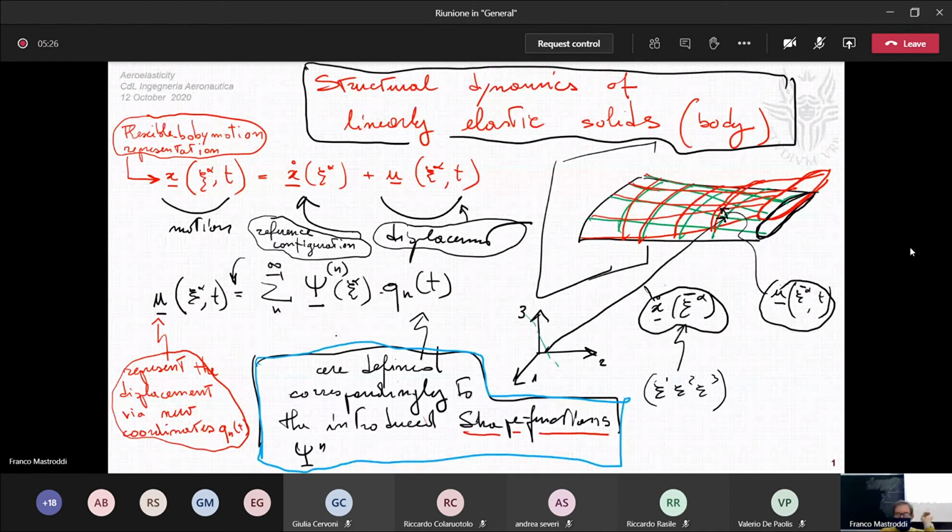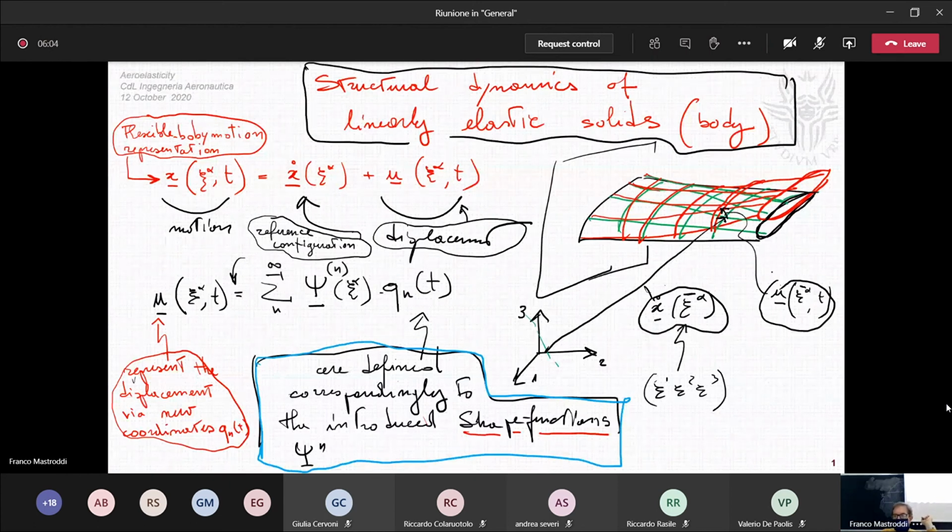In general, the representation of the motion gives us the position X as a function of time, at any time, for any material point. And this position is the sum of the reference position, typically corresponding to the undeformed configuration of the flexible body, plus a displacement. This representation is also known as the referential representation of the motion, in the sense that you represent the motion with respect to this reference configuration. And this is the displacement.